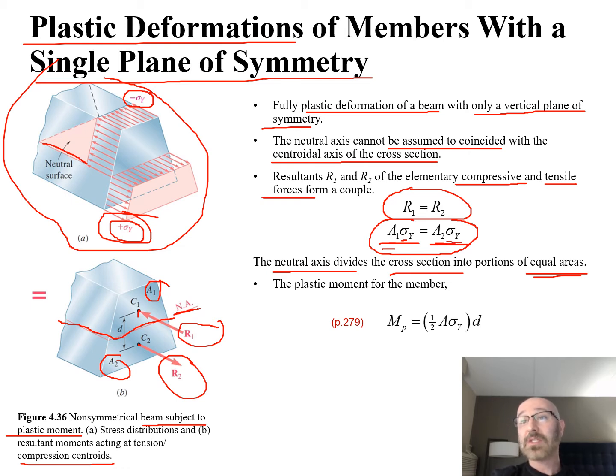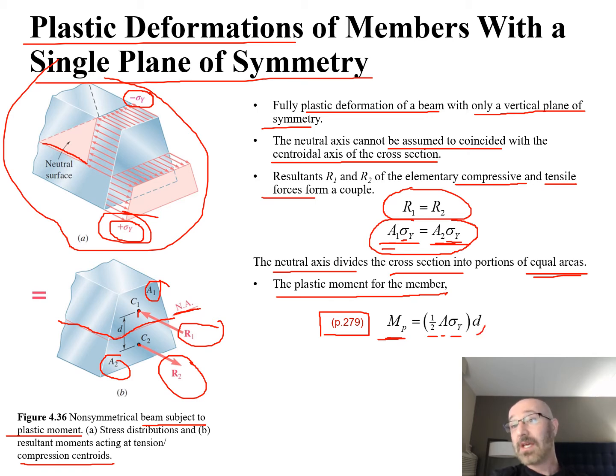From that, we can go to equation 2.79 that we derived in our textbook, and the plastic moment for the member, M sub P, is equal to 1/2 area, since both A1 and A2 are the same, times sigma y times D.